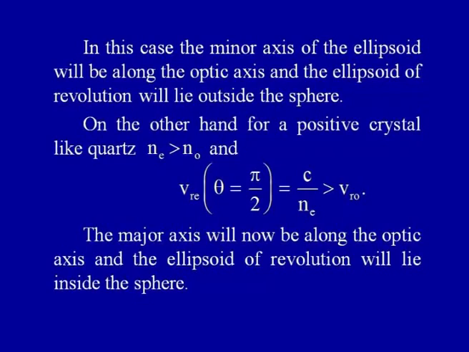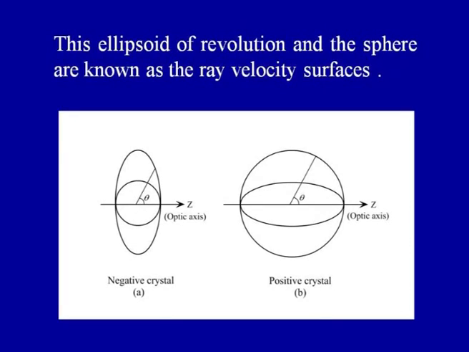On the other hand, for a positive crystal like quartz, n_E is greater than n_O and V_E therefore for θ equal to π/2 is less than V_O. The major axis will now be along the optic axis, and the ellipsoid of revolution will lie inside the sphere. These are given in these pictures. This ellipsoid of revolution and the sphere, they are known as velocity ray surfaces.